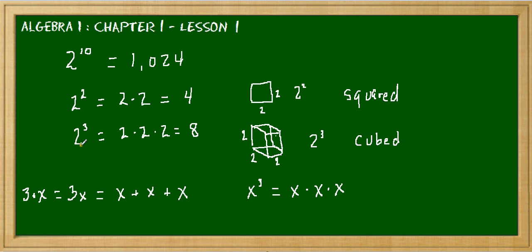If we go back and look at 2 cubed versus 3 times 2, we could have a different result, because 3 times 2 would be equal to 6, but 2 cubed would be 2 times 2 times 2, which is 8. So let's always be very careful. We understand what we're doing with our exponents.